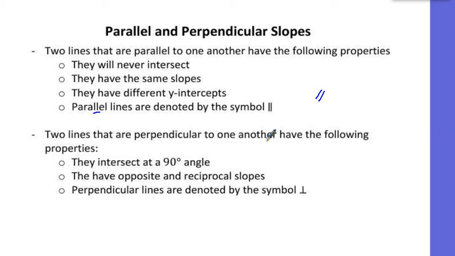If two lines are perpendicular to one another, they will intersect, but more specifically at a 90-degree angle. Their slopes are opposite reciprocals. That is key, just as parallel lines having the same slopes. Perpendicular slopes are not only opposite, they are also reciprocal.